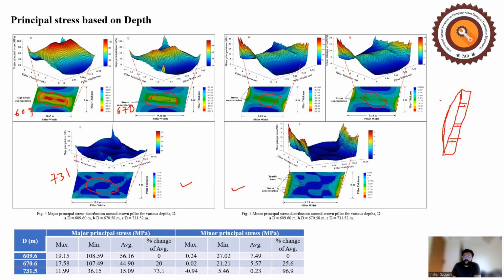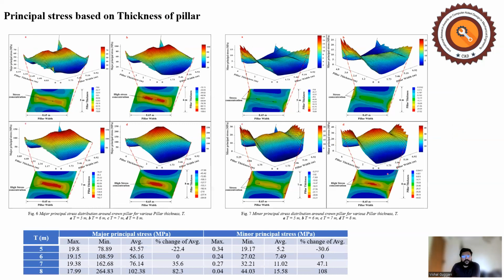As you can see, as you go deeper and deeper, in the case of minor principal stresses, a tensile zone has been generated. The blue region in this figure shows tensile stresses, and if these tensile stresses exceed the tensile strength of the rock mass, then obviously this structure is going to fail. So it is very important to know the principal stress distribution, which in turn indicates the failure zones of the rock mass or underground structure. Now coming to the pillar thickness.